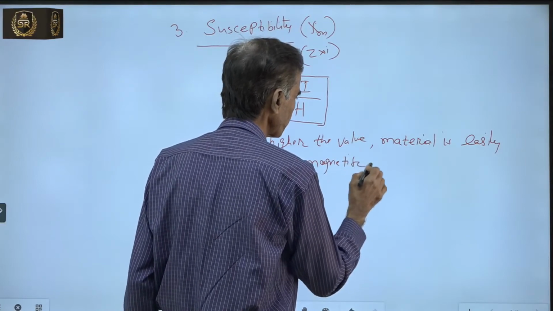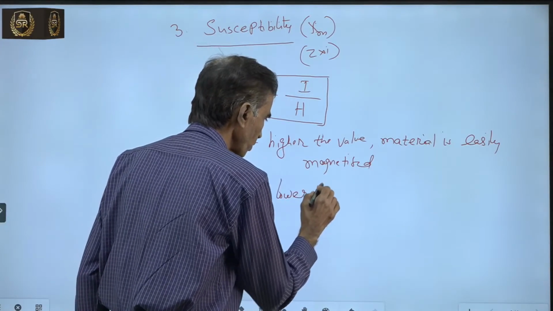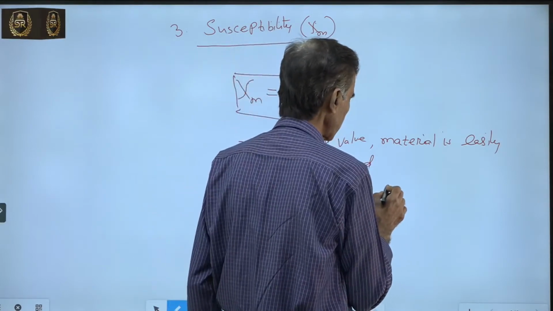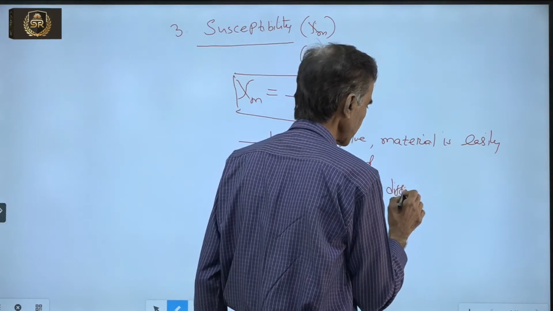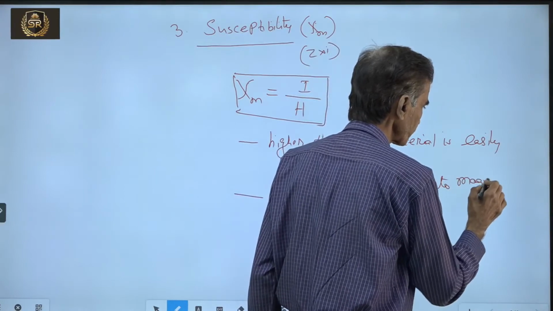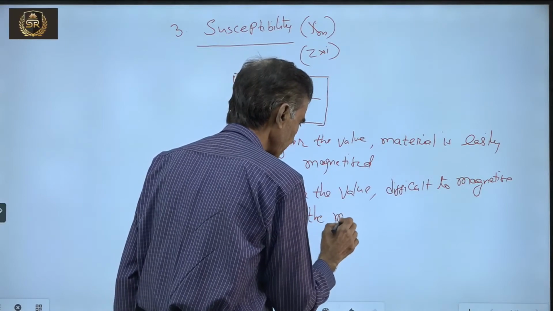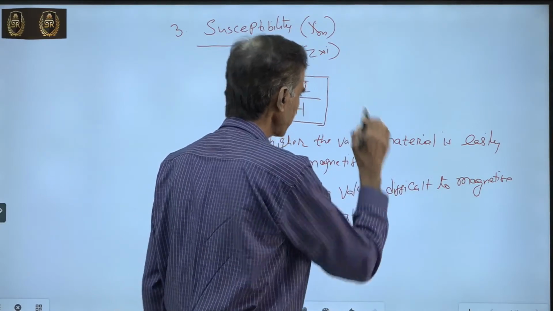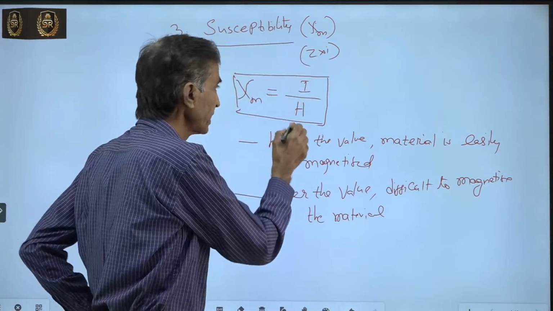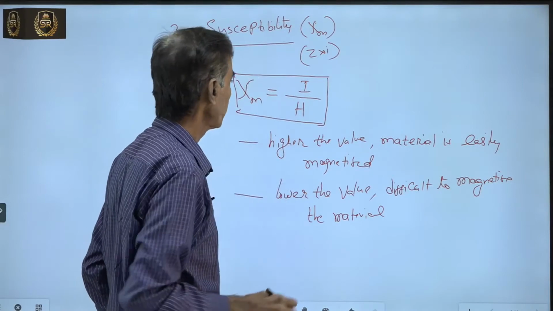And from this we can understand, lower the value, difficult to magnetize the material. Okay? The 2 points you have to keep in mind, and it is a dimensionless quantity because we know the unit of I and the unit of H is same. Right? So, that is the value that we have to keep in mind.